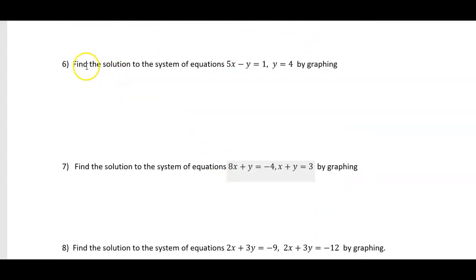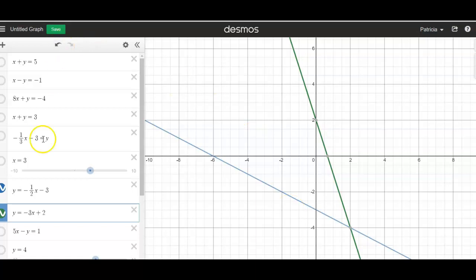Now, let's find the solution to number 6 by graphing. Stop the video and type in 5x minus y equals 1 as one equation. And you don't have to make a long list like I did. You can just keep replacing. And then y equals 4 is the other equation. Stop and come back when you're done. All right, you're back. So this is my next pair.